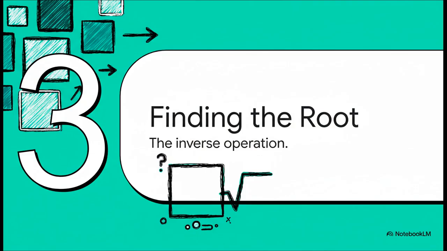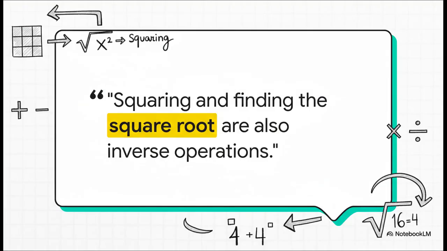All right, so we've got the hang of building squares. But what if we want to go backwards? What if we start with the finished square and we need to figure out how long one of its sides was? Well, that's exactly what square roots are for. The textbook we're looking at says it perfectly. Squaring and finding the square root are inverse operations. It's just a fancy way of saying they're opposites. Like addition and subtraction or multiplication and division. One just undoes what the other one did.